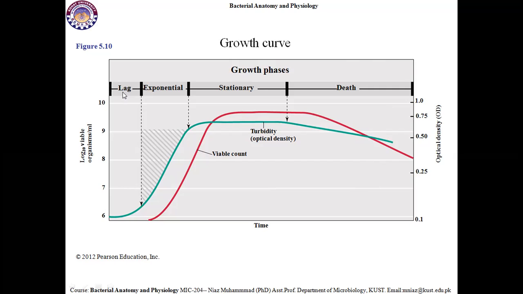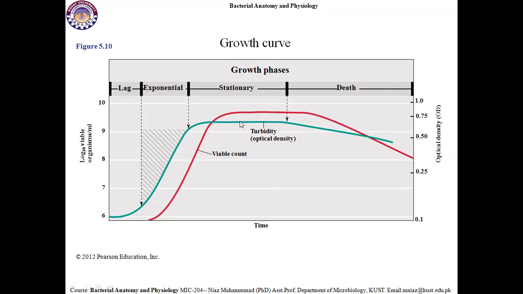Lag phase, adaptation of microorganisms in nutritional media or in environment is called lag phase. Exponential phase or log phase: bacterial cell number rapidly increases due to presence of fresh nutrients, higher concentration of nutrients, and the bacterial cells are in healthiest form, therefore they are growing rapidly over here.